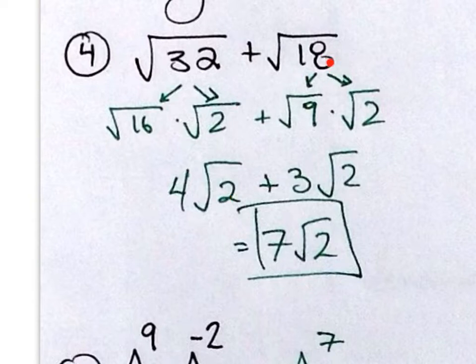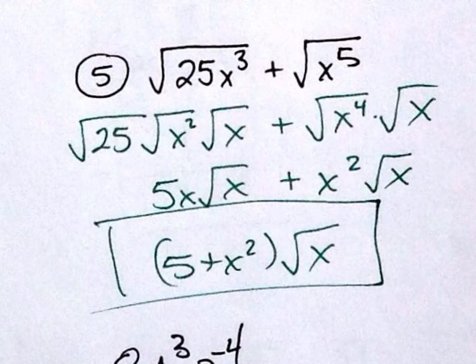18 similarly gets broken down into root 9 times root 2, and square root of 9 is 3 times square root 2, and so we have 4 root 2's plus 3 root 2's. Because the square root is the same, we can combine them to 7 square root 2.